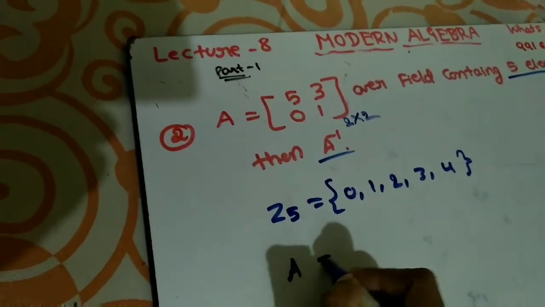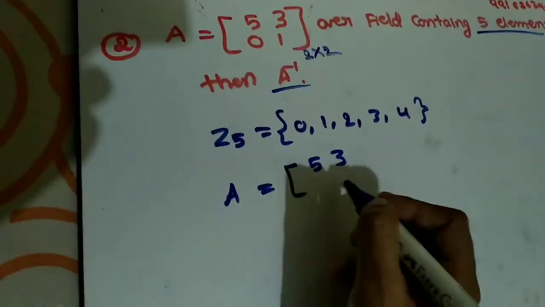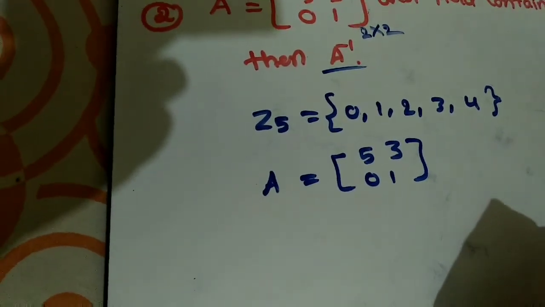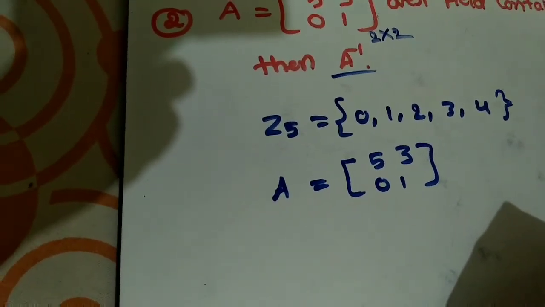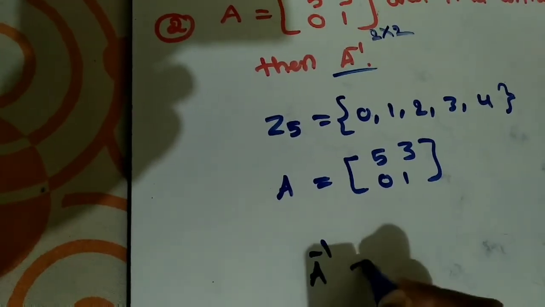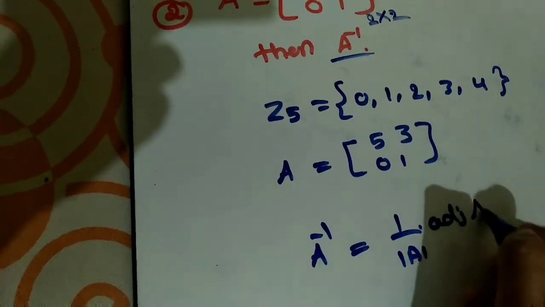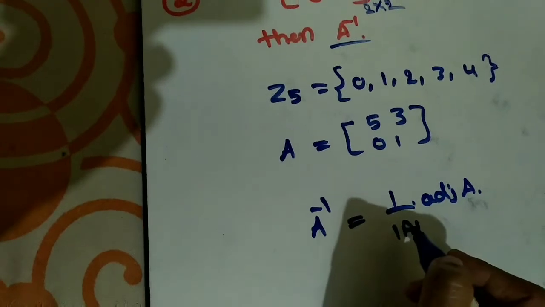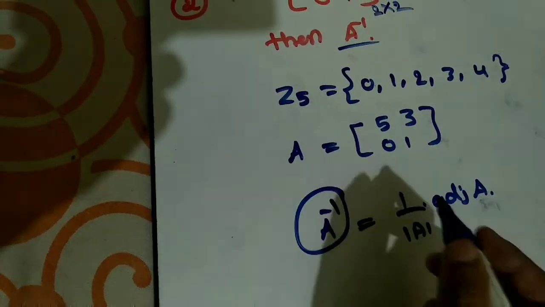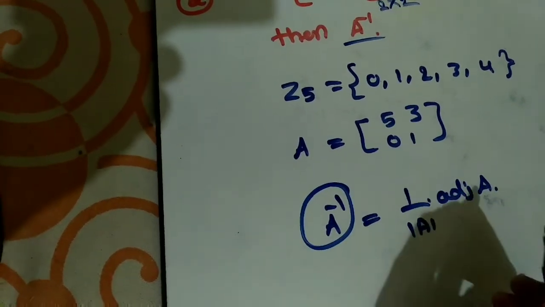And the given matrix contains 5, 3 and 0, 1 as the elements. Now they're asking for finding the inverse of the matrix. We know this formula also. I'm going to write this formula, but before finding the adjoint of A, we have to check whether this matrix is eligible for finding the inverse. So how to check?